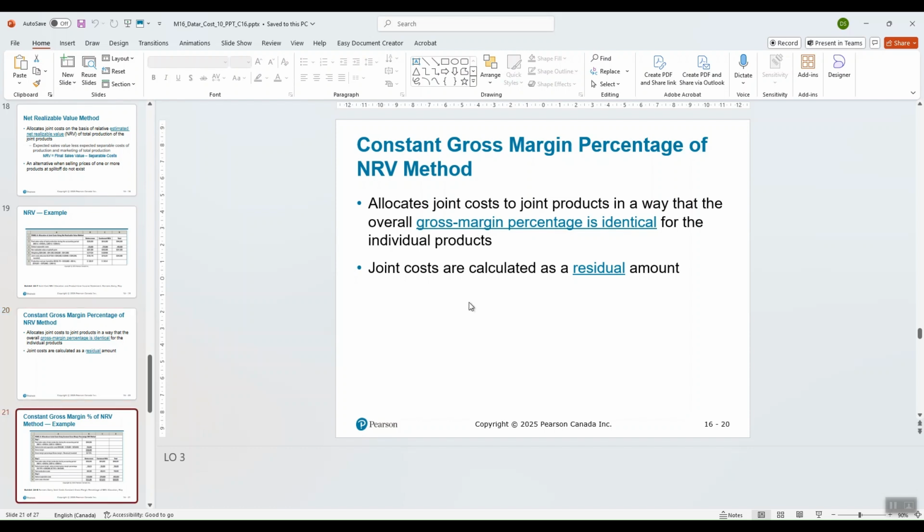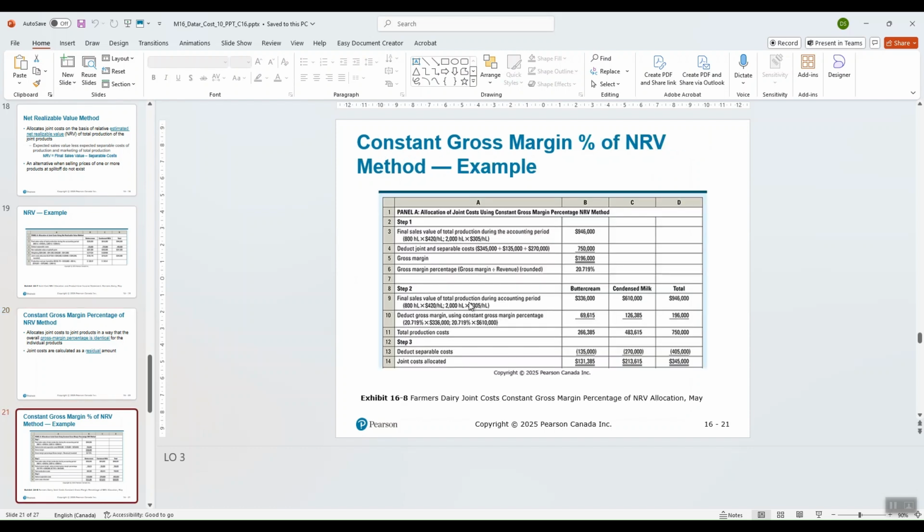Then we have another method, which is gross margin. This further takes it down to the gross margin level versus just stopping at the split-off level. So there is an extra step now. The previous one was a two-step process. This is going to become a three-step process.